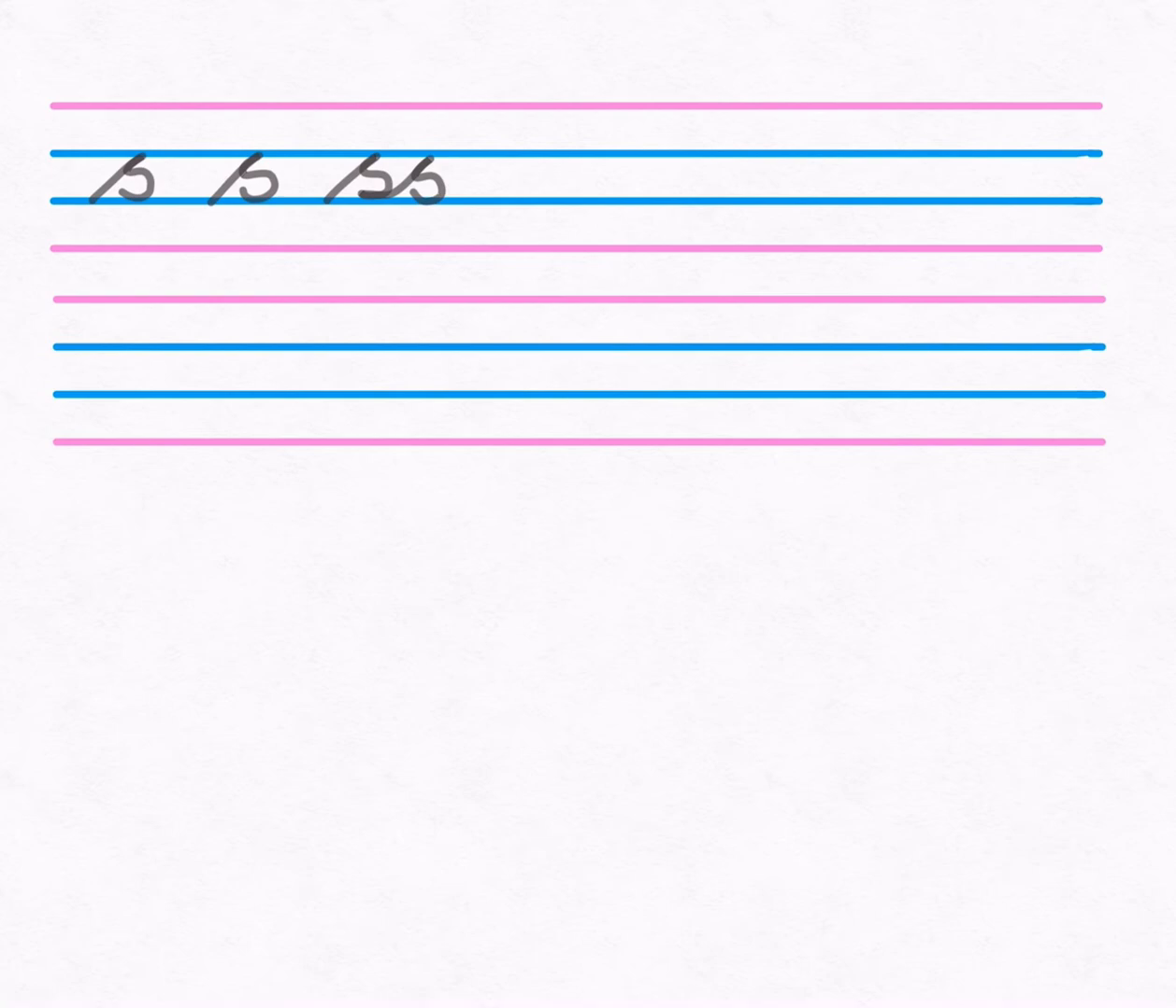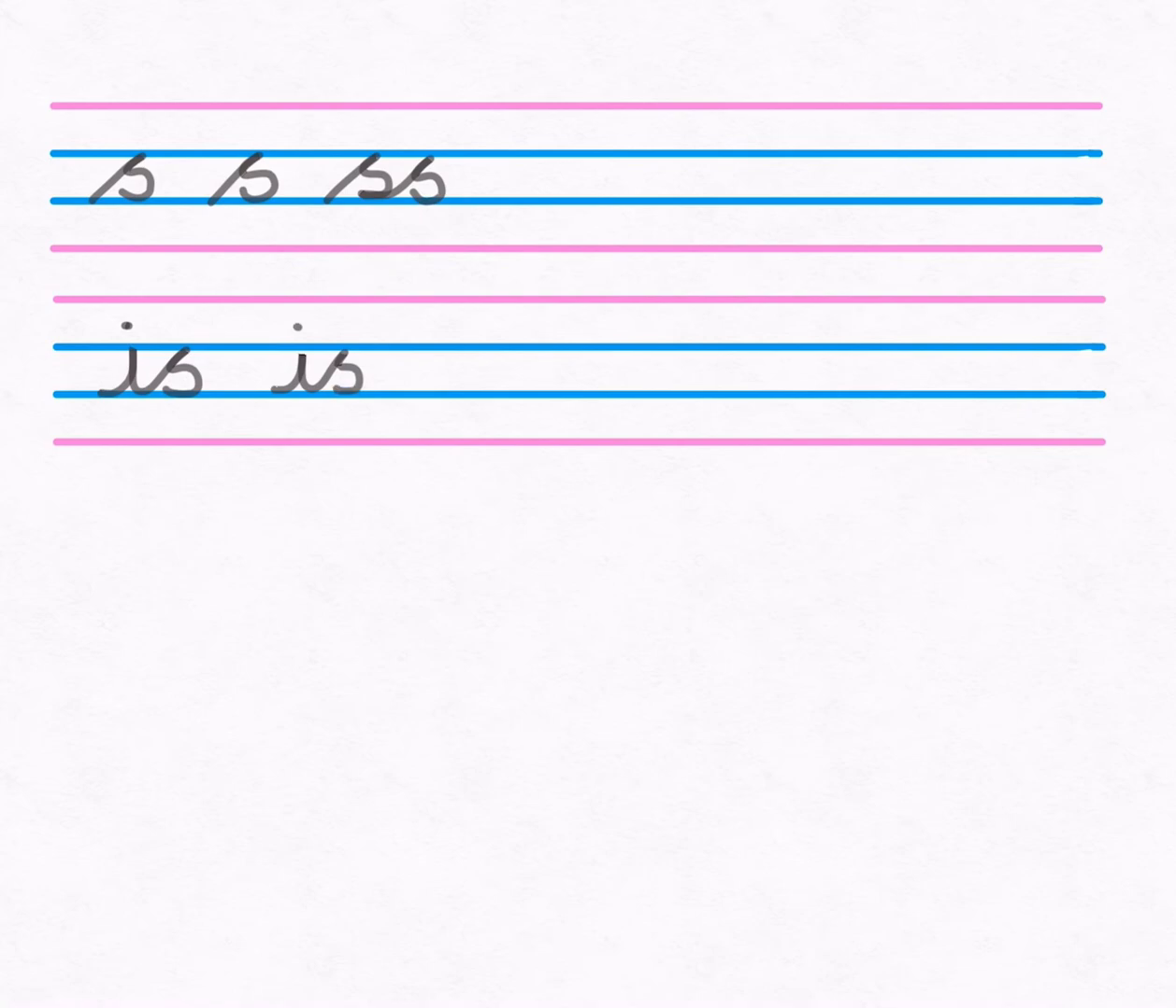Let's have a look at some words that have got S in them. So first of all, we're going to do the word is. So we do our I, and we go straight into our S, create the S shape, and then dot at the end. Remember, we only have a dot at the end. Have a go with me with your finger in the air. Do the I, and then the S, and dot at the end.